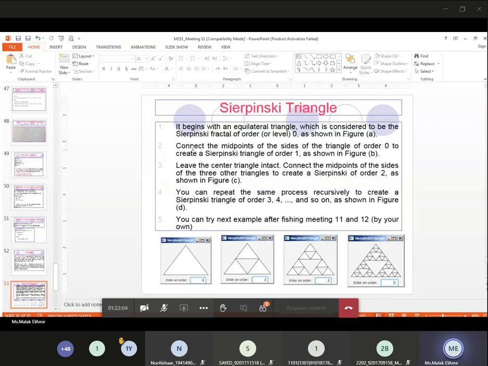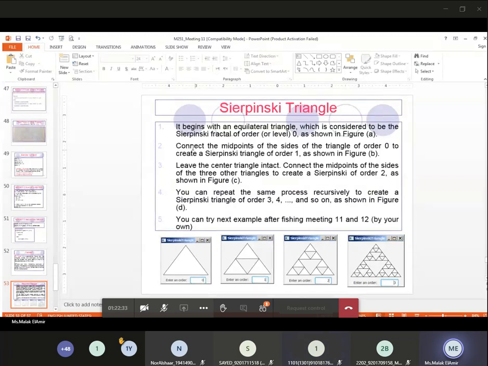What do you mean by equilateral triangle? The triangle in which all sides are equal. Yes, it has the same size for all three sides. Bravo. Which is considered to be the Sierpinski fractal triangle in order or level as shown above.